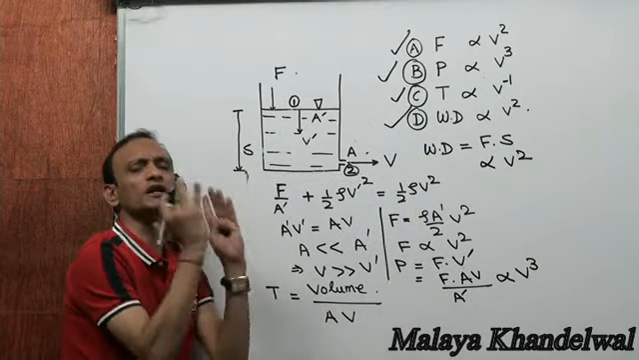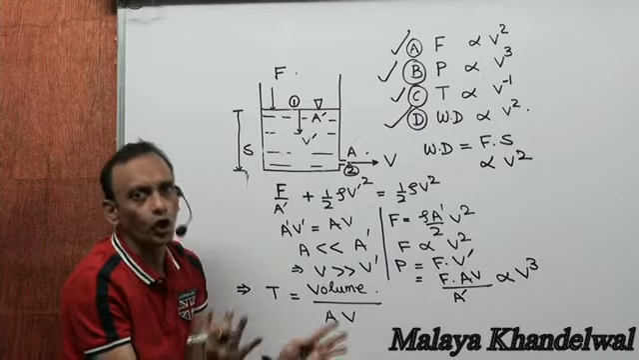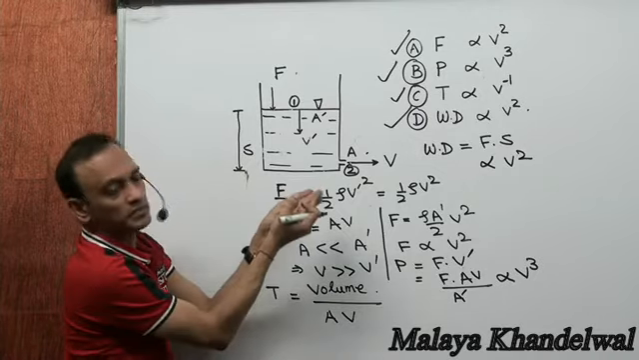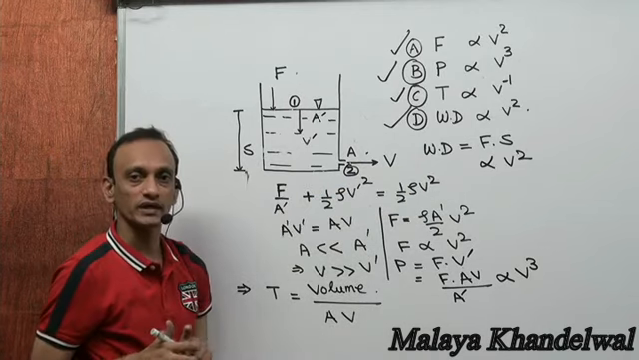So this problem, which is again a simple problem, is a direct application of Bernoulli's theorem for a very ordinary, very regular situation, pretty much within your reach. Work done to empty the tank is proportional to V squared, as you can see.